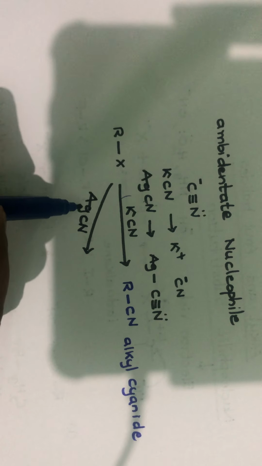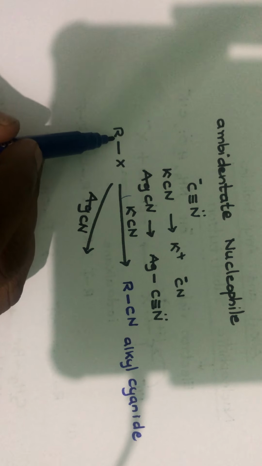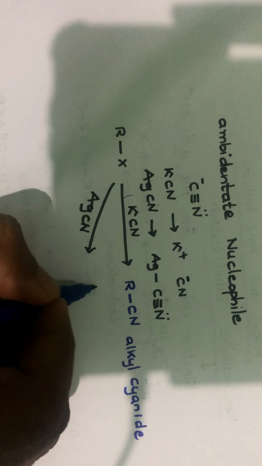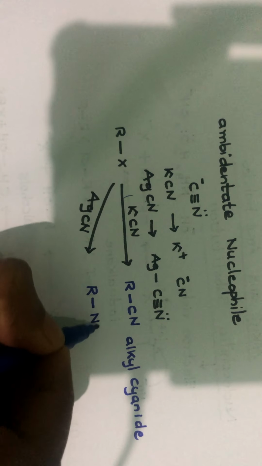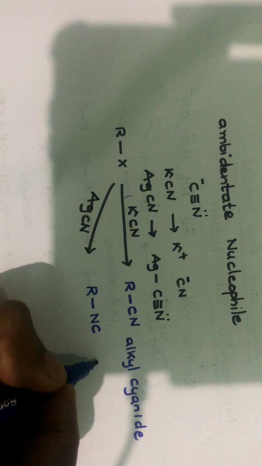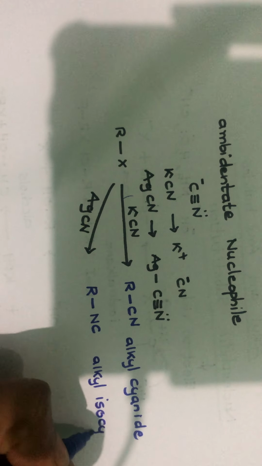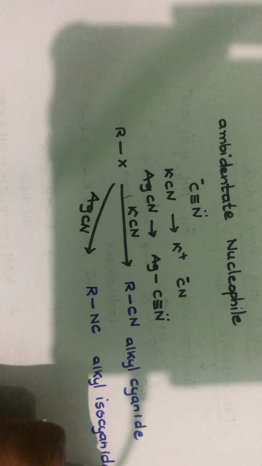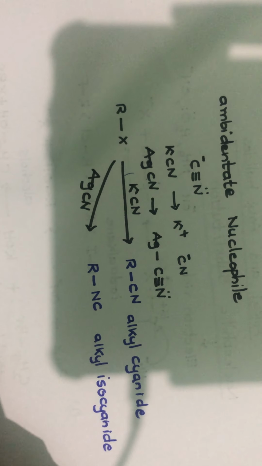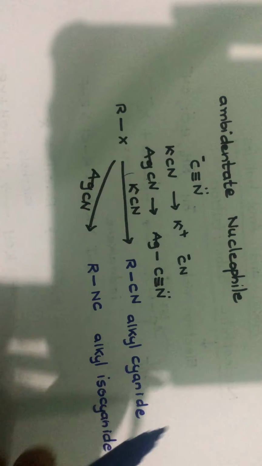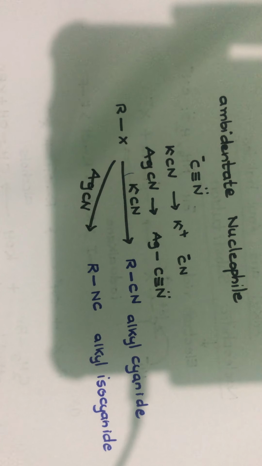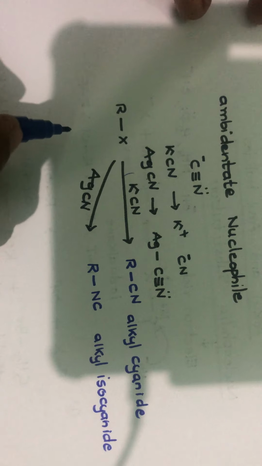But if you use AgCN, the attack takes place through nitrogen only. So you get this compound RNC, alkyl isocyanide. So you can prepare either cyanides or isocyanides. It depends upon the reagent that you are using. Let us take some specific examples. I will go forward with some specific examples.